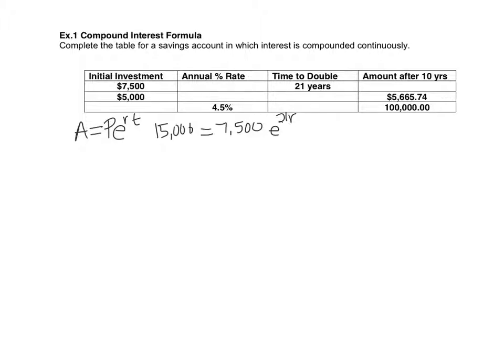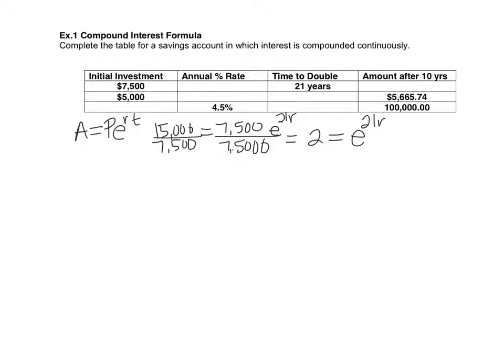Now all I'm going to do is solve for r. We start by isolating. You want to isolate the exponential. So we are going to try to get e to the 21 times r by itself. How we're going to do that is divide out the 7,500. So divide both sides by 7,500. Of course, we know 15,000 divided by 7,500 is 2, because we know we were doubling. So 2 equals e to the 21r.